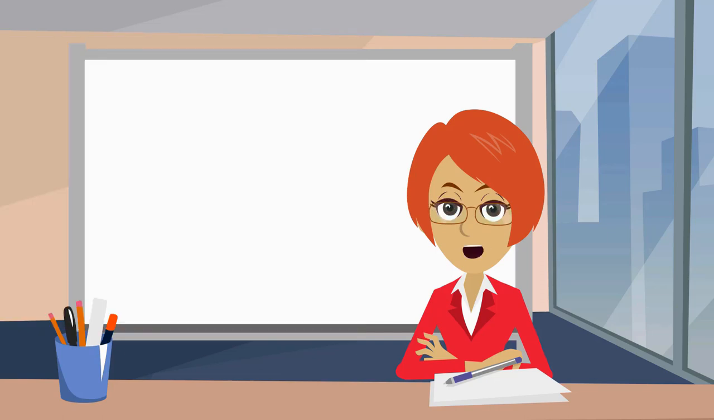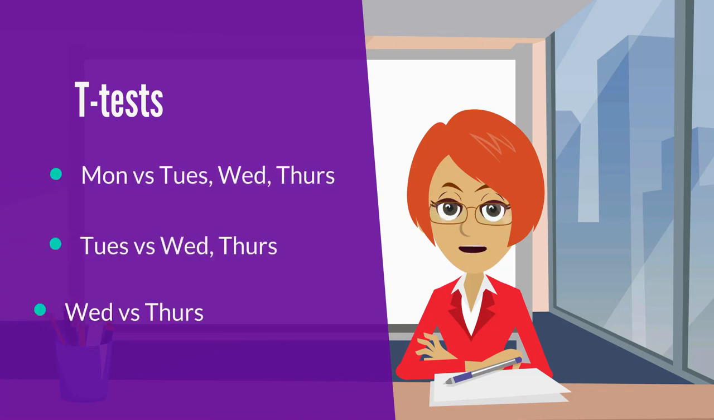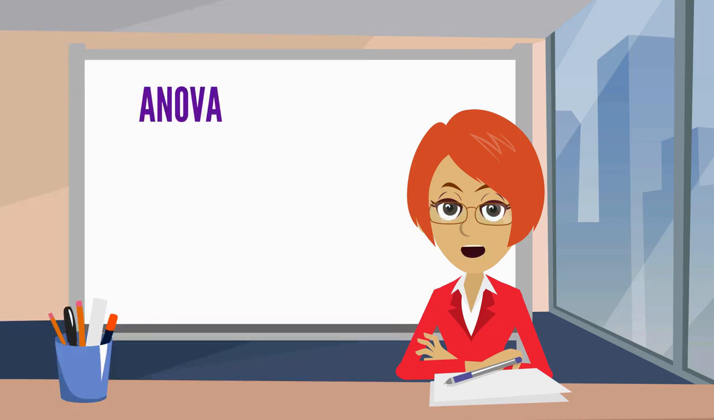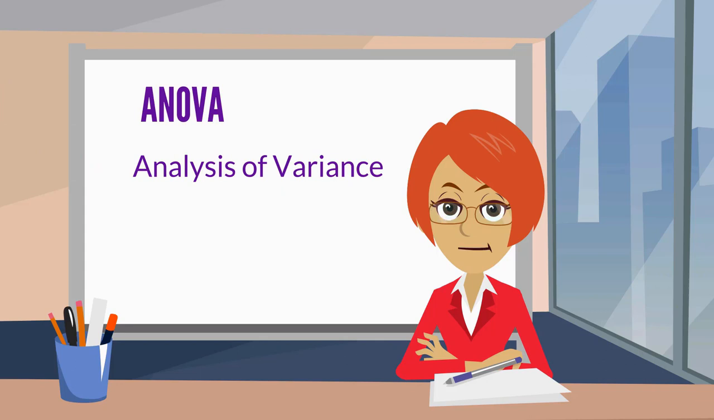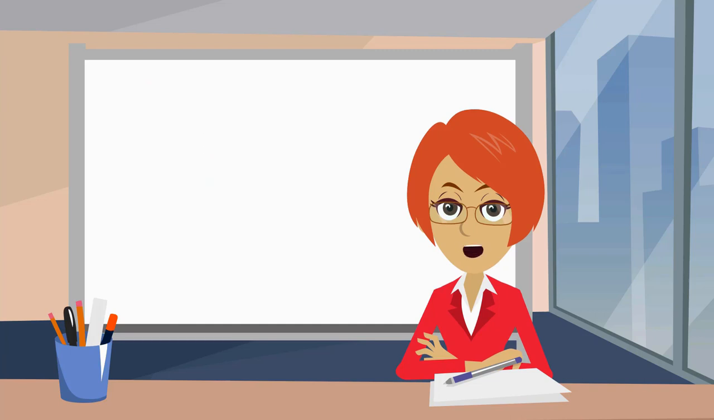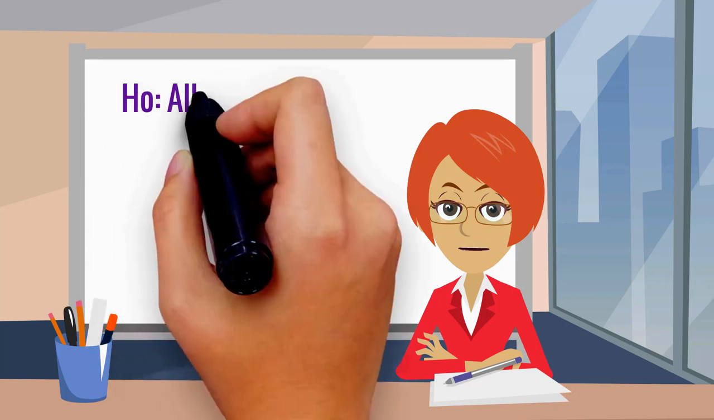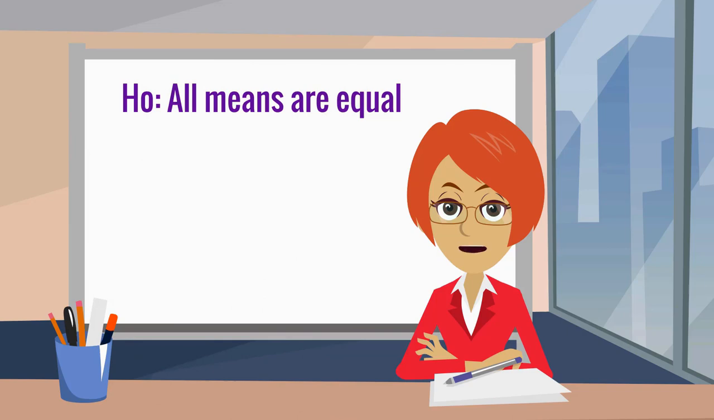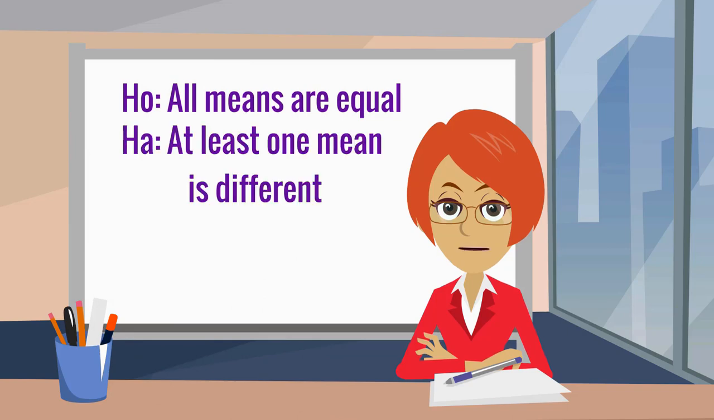I could run multiple t-tests to see if the mean number of transactions differ across the days. But that would be a lot of tests to run. Instead, I am going to run an ANOVA, an analysis of variance, to see if the means are statistically the same. Or, another way to think about this, is that the test will determine if the daily samples came from the same population. My null hypothesis is that all the means are the same. The alternative hypothesis is that at least one mean is different.